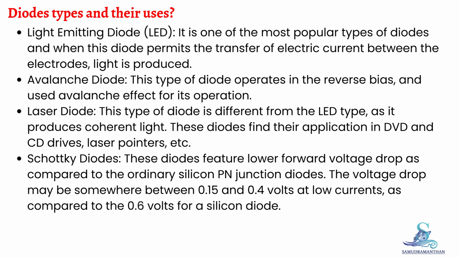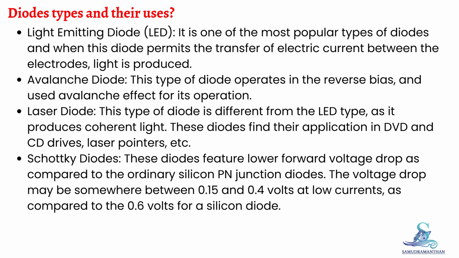Light-emitting diode, LED. It is one of the most popular types of diodes, and when this diode permits the transfer of electric current between the electrodes, light is produced. Avalanche diode. This type of diode operates in the reverse bias, and uses the avalanche effect for its operation. Laser diode. This type of diode is different from the LED type, as it produces coherent light. These diodes find their application in DVD and CD drives, laser pointers, etc.